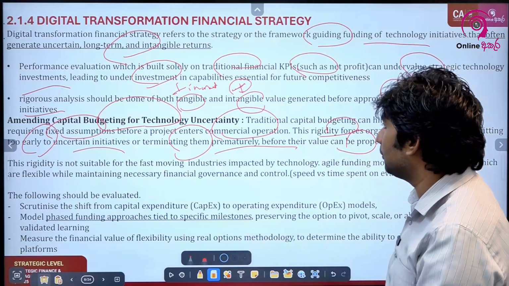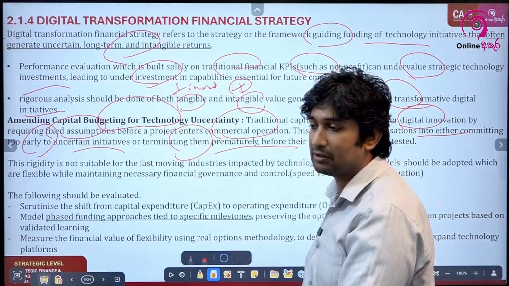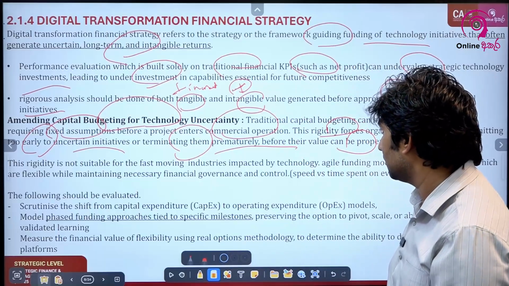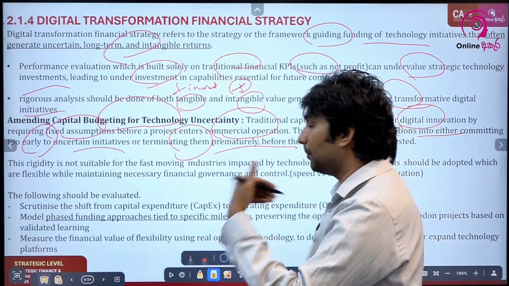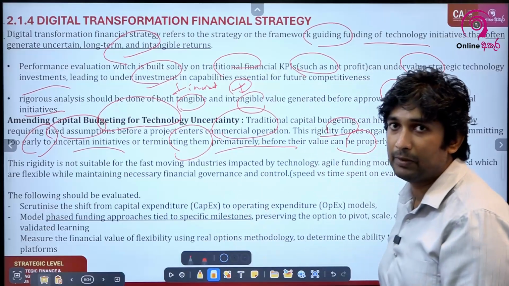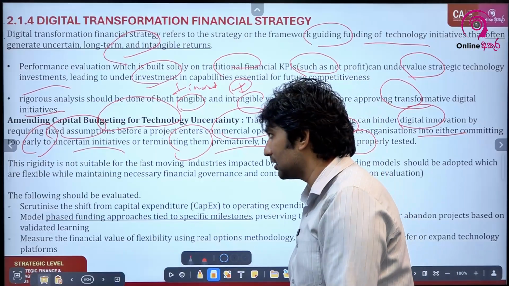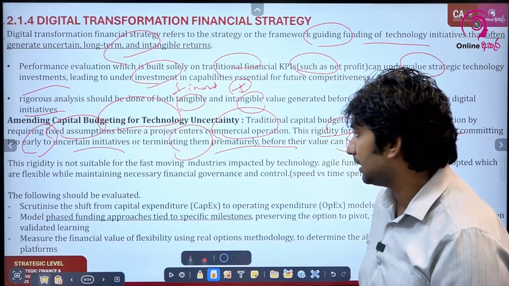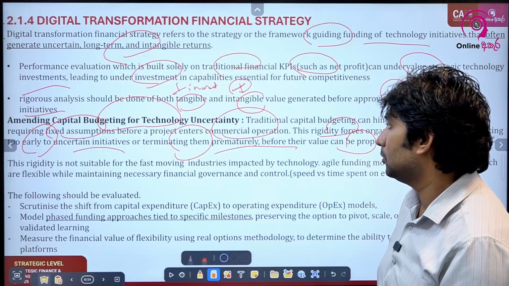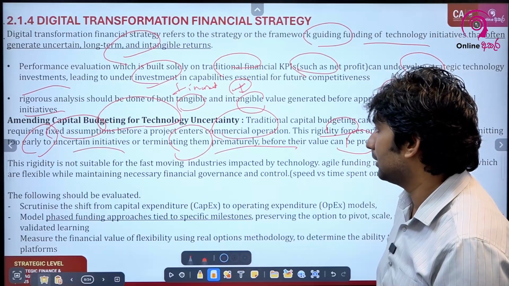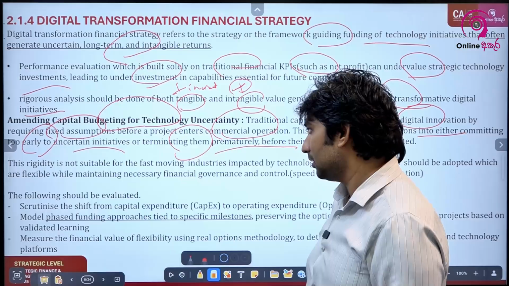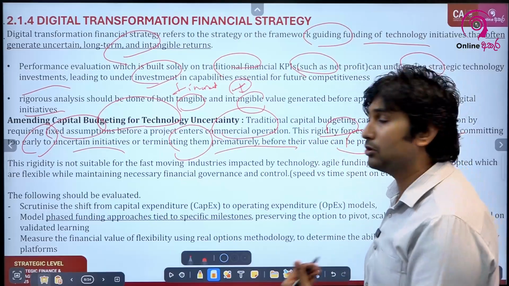Either you commit too early to a project that doesn't provide you a benefit, or you stop a project before the intended value gets realized to the organization. These two problems can come up when you do capital budgeting for technology related projects. So this method needs to be changed.